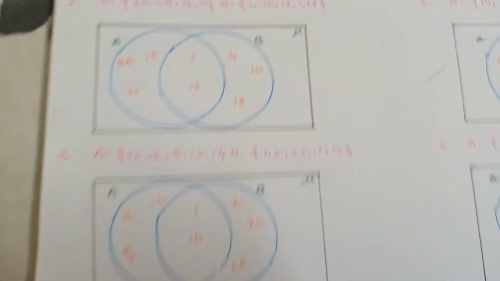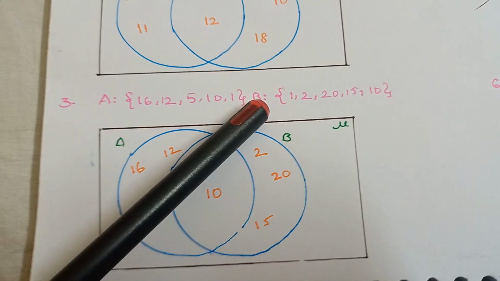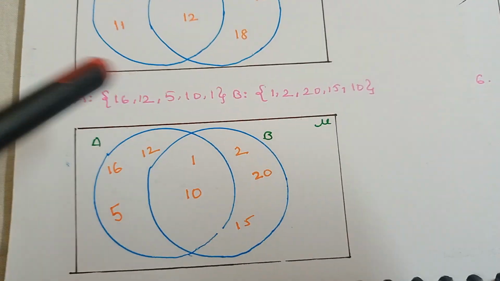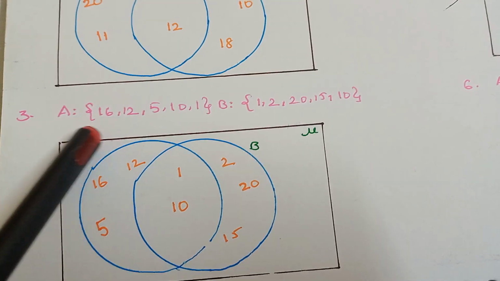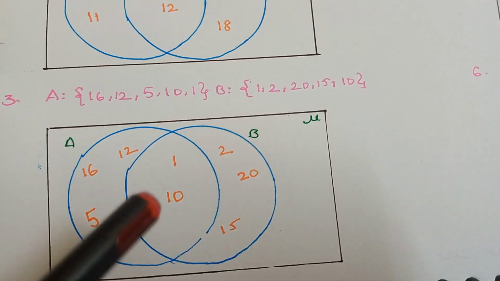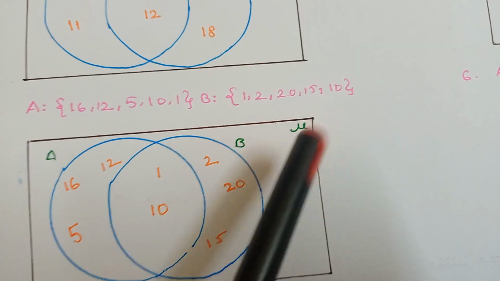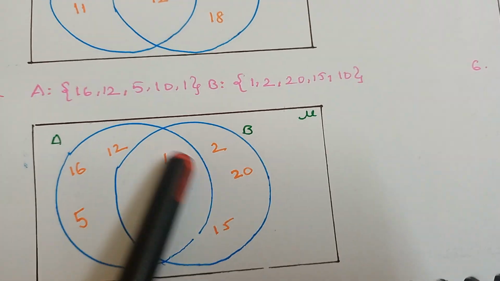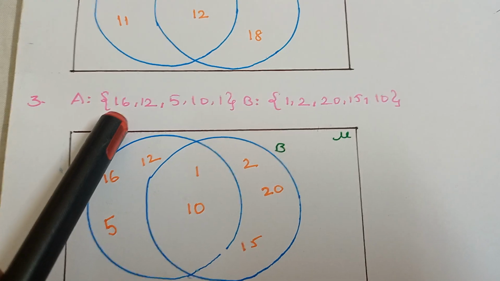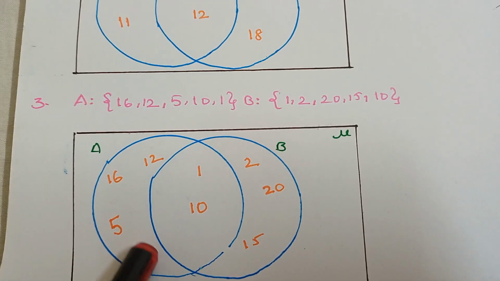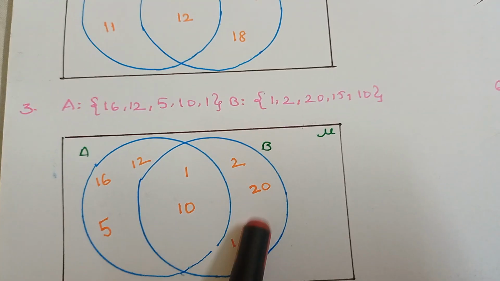Now coming to the third one. Set A equals 16, 12, 5, 10, 1. Set B equals 1, 2, 20, 15 and 10. First we need to identify the repeated elements. 1 is repeated and 10 is repeated. The repeated values we write in the middle region. The other elements which are not repeated, 16, 12, 5, we write in this region, and 2, 20, 15 we write in this region.